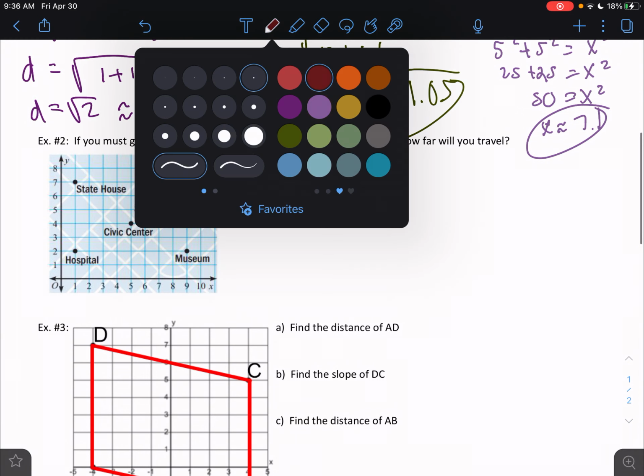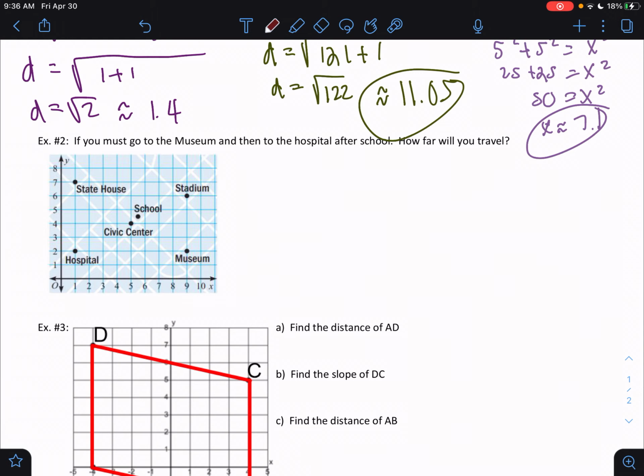Okay, this one, you must go to the museum and then go to the hospital after school. How far will you travel? So you're starting here at school. We're going to the museum, and then we're going to the hospital. How far will you travel? So we want to figure out what is the distance here, and then what is the distance here.